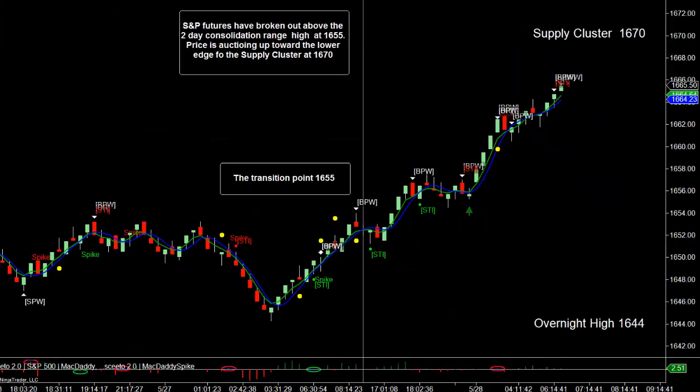Now, here is the chart that was up on the broadcast monitor at this morning's open. So you can see clearly the overnight low down at 1644, the transition point, the breakout above Thursday's high, the projected upside target. The market hadn't gotten there yet when I took this image. It hadn't traded up there yet, but that was the upside target.